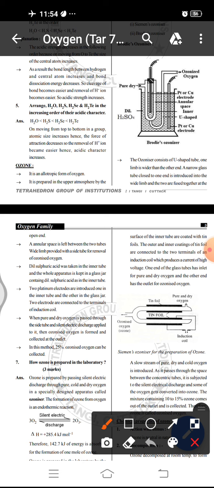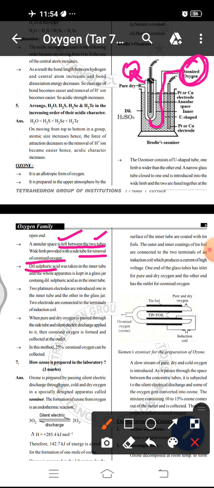Then an annular space is left between the two tubes. This vacant space between the two tubes is known as the annular space. It is left for removal of ozonized oxygen. The wide limb is provided with a side tube to collect the ozonized oxygen.